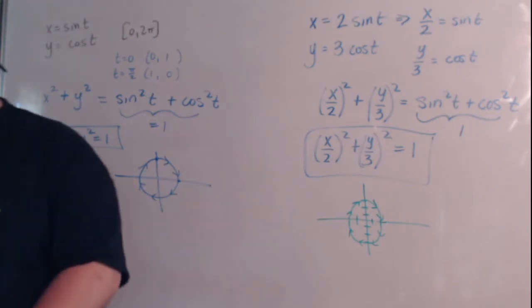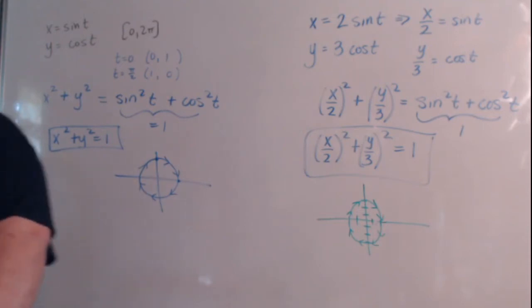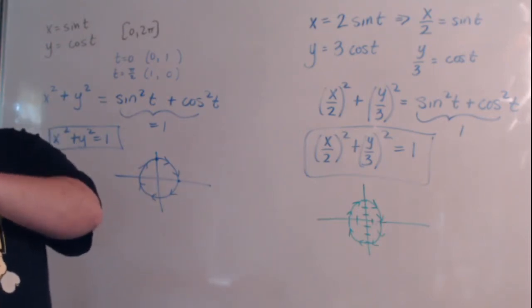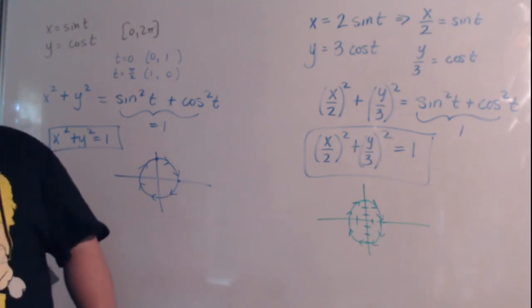So any questions about any of those, how to eliminate the parameter, what we're doing, how we're doing it, why we're doing it, any of those things?